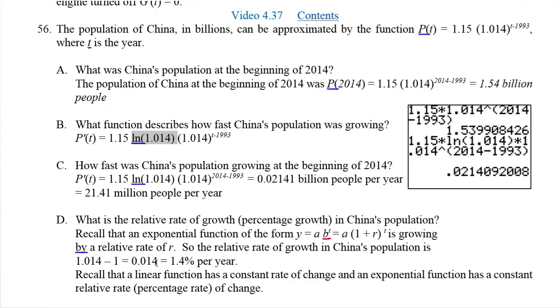Recall in general that a linear function has a constant rate of change, but an exponential function has a constant relative rate or constant percentage rate of change.